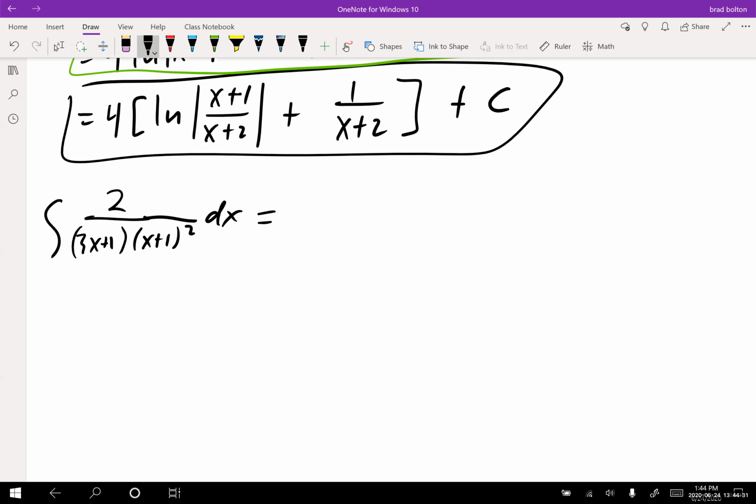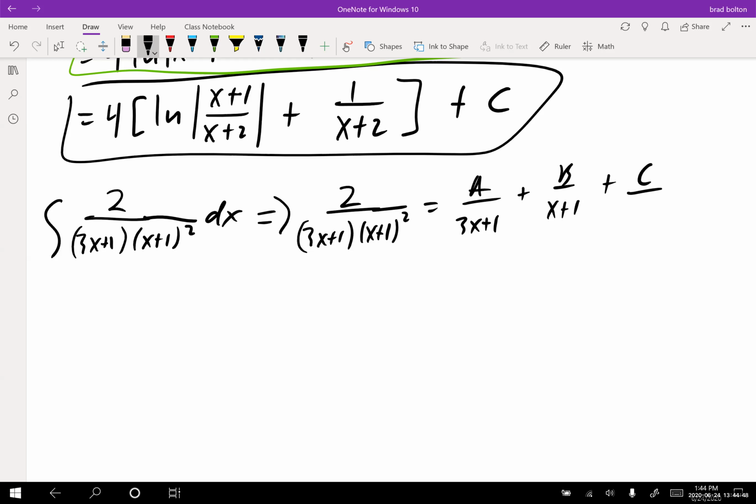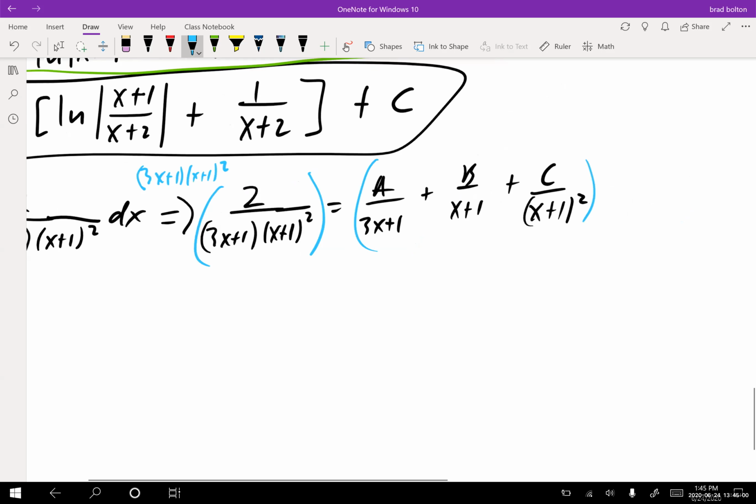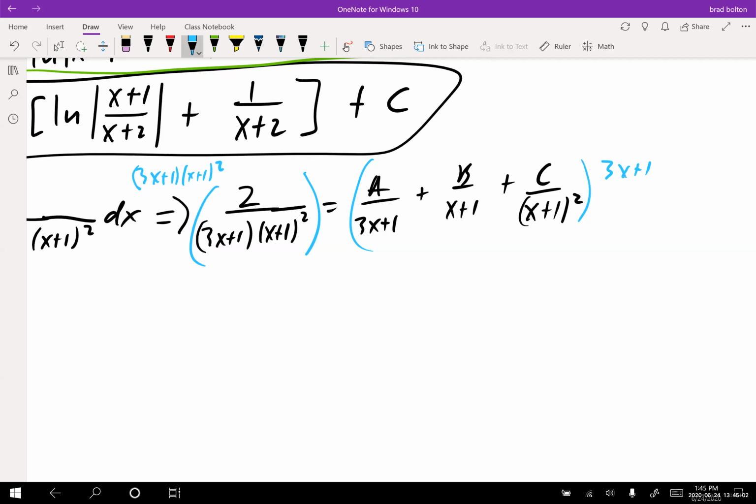And now you know that you're going to be doing 2 over 3x plus 1 times x plus 1 quantity squared. You're going to create a partial fraction decomposition for this, and that's going to equal a over 3x plus 1 plus b over x plus 1 plus c over x plus 1 quantity squared. Okay, so now we have to multiply everything by the LCD, 3x plus 1 times x plus 1 quantity squared.